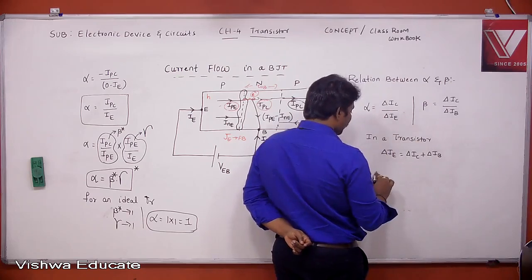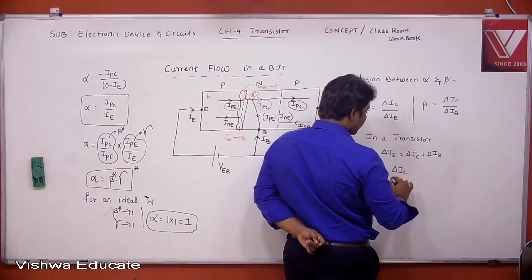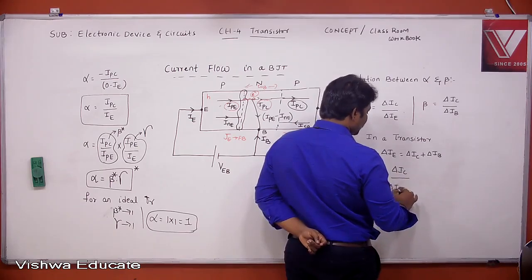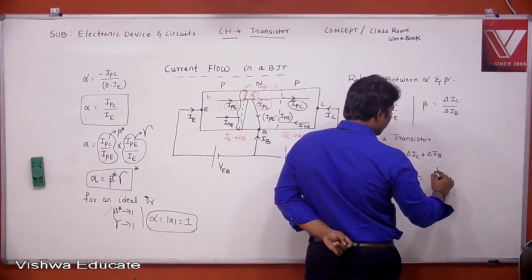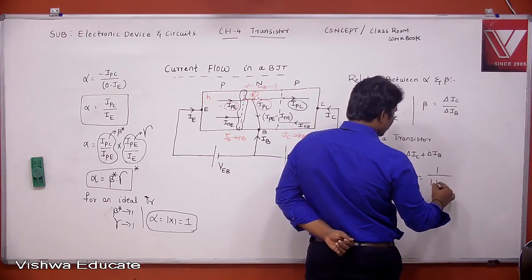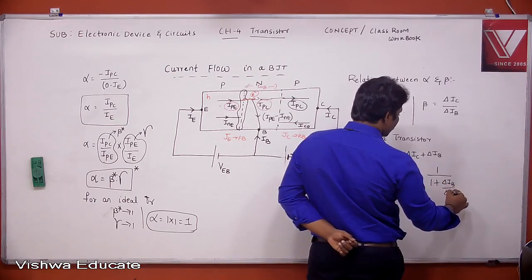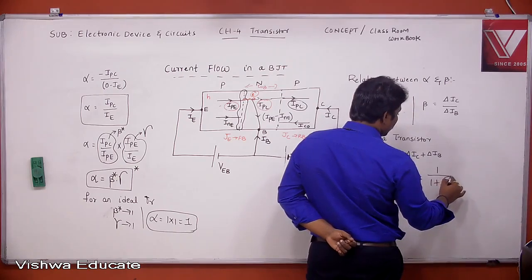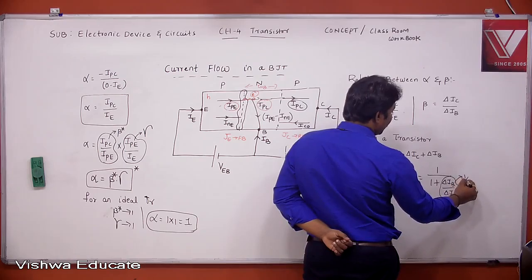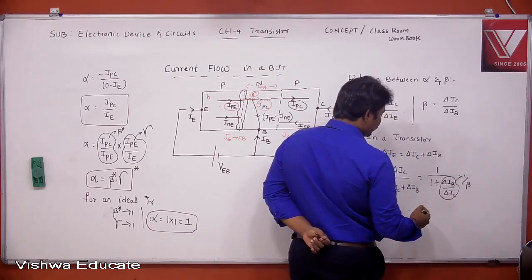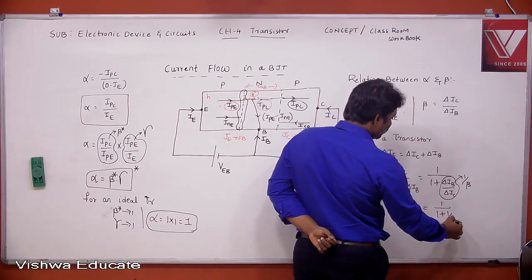Now what is alpha? Alpha equals delta IC by delta IC plus delta IB. Now common the delta IC value here: 1 by 1 plus delta IB by delta IC. Now what is the delta IB by delta IC actually? This is simply 1 by beta. Which is equal to 1 by 1 plus 1 by beta.